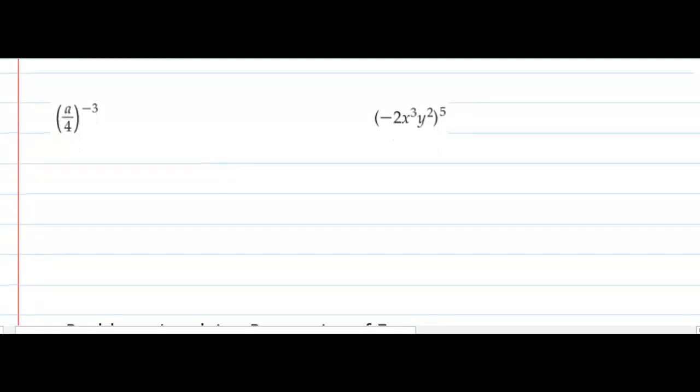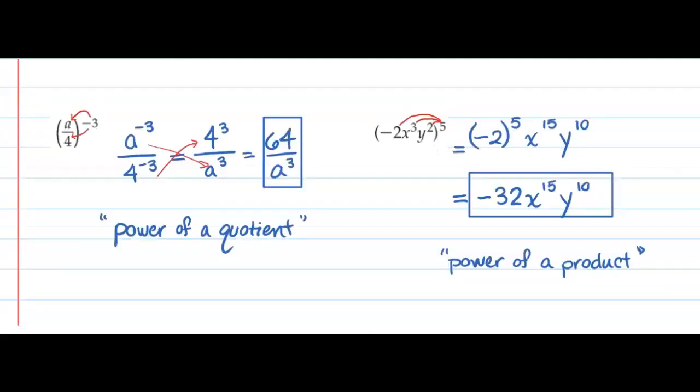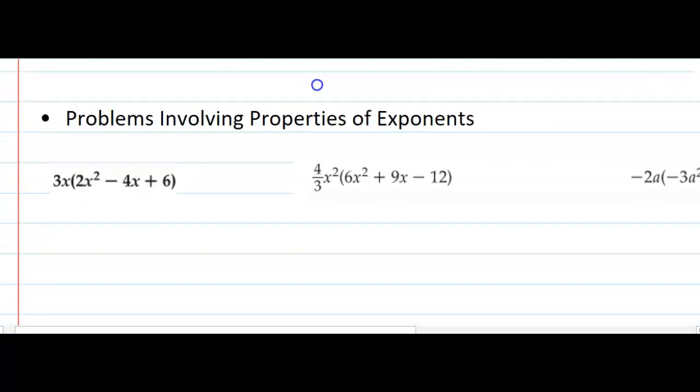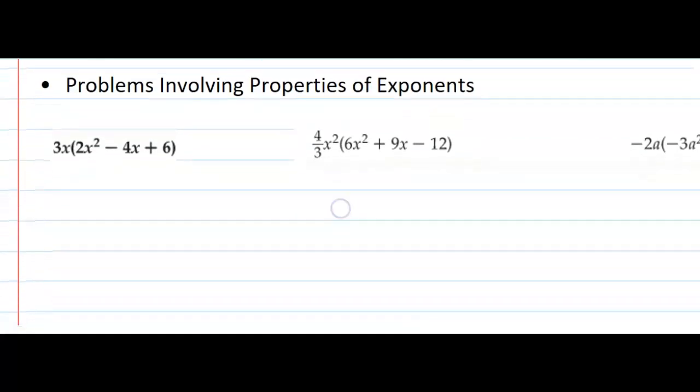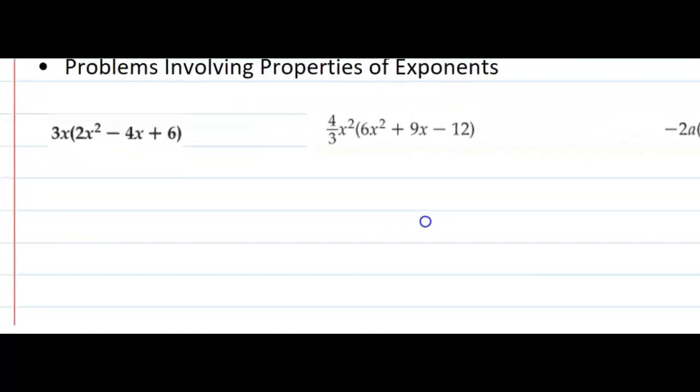Pause the video and try these next 2. In the example on the left, we have the power of a quotient property, where we're distributing that exponent to each piece inside the parentheses. Same on the right, except this is a power of a product. Let's use what we've learned to solve some problems involving these exponents.